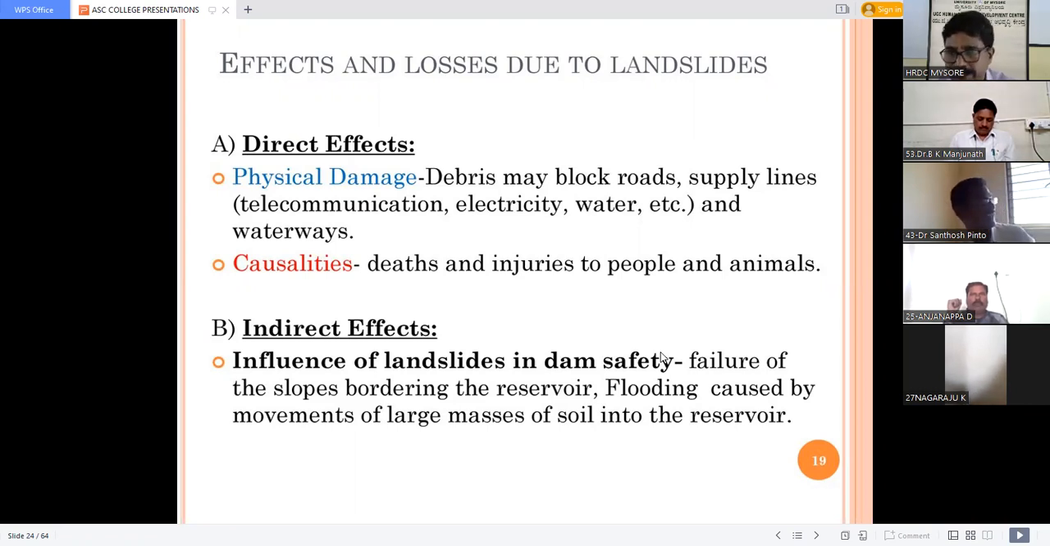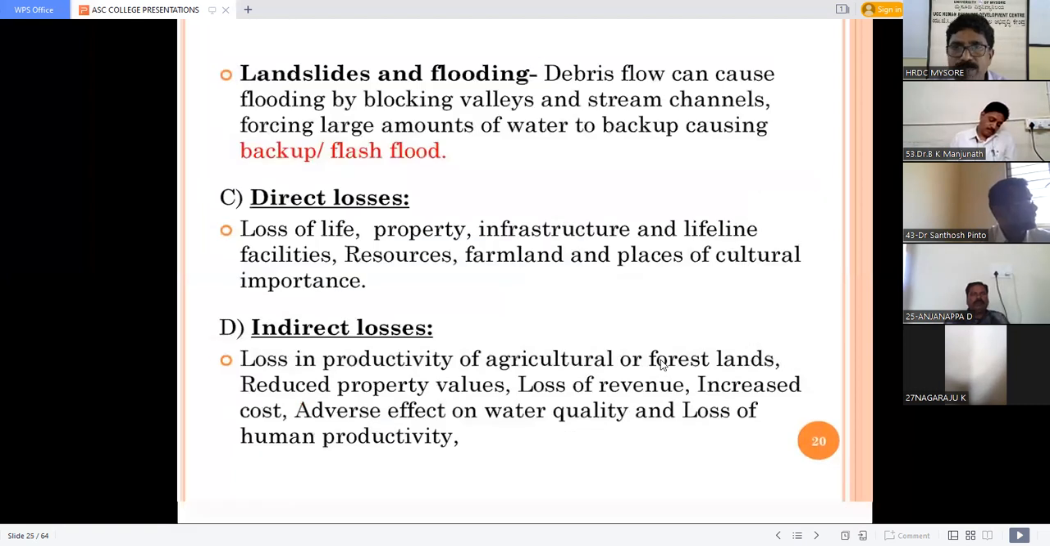Then indirect effects. If people are in a remote area where a landslide occurs, help may not reach immediately to take precautions. Or it may be near a dam, or near tunneling or channels, and then any landslide immediately causes larger problems, particularly in these places. That is the most important problem.